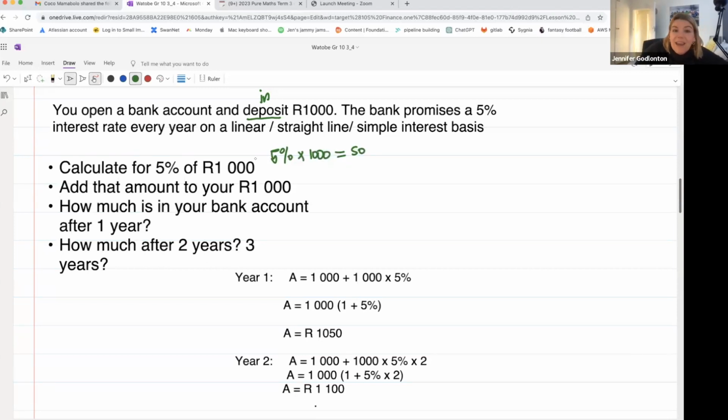If you are uncertain on how to get that percentage sign in your calculator, or you're not using a scientific calculator, you can use a decimal. So you can say 0.05 times 1,000. Or if you feel more comfortable with fractions, you could say 5/100 times 1,000.